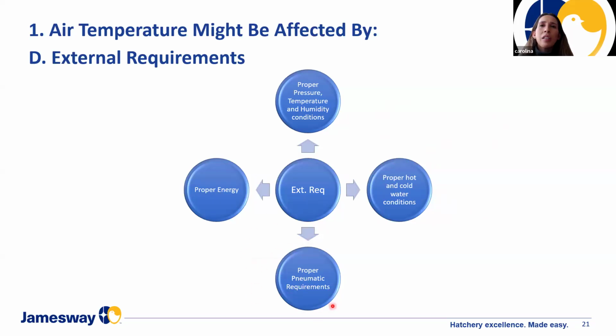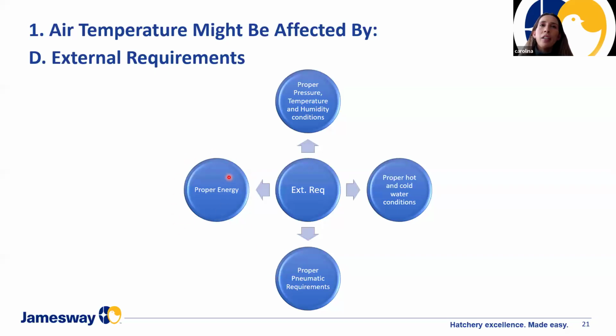Some of the machines need pneumatic requirements for turning especially, and turning does influence eggshell temperature because it indirectly influences airflow, and airflow will also give us hot and cold spots according to how proper the airflow is within the egg mass. So turning becomes something that we should review when talking about temperature.